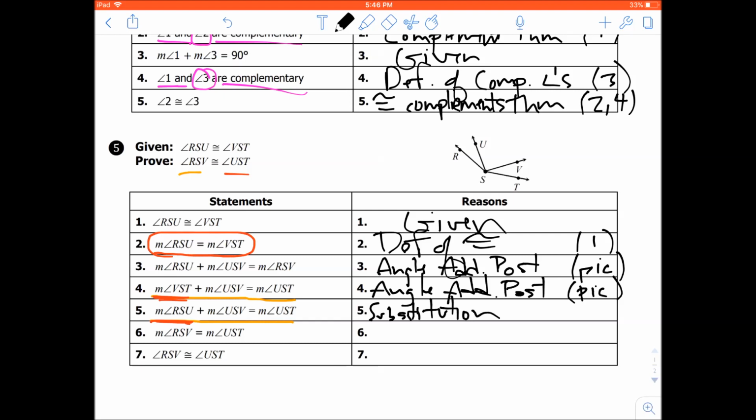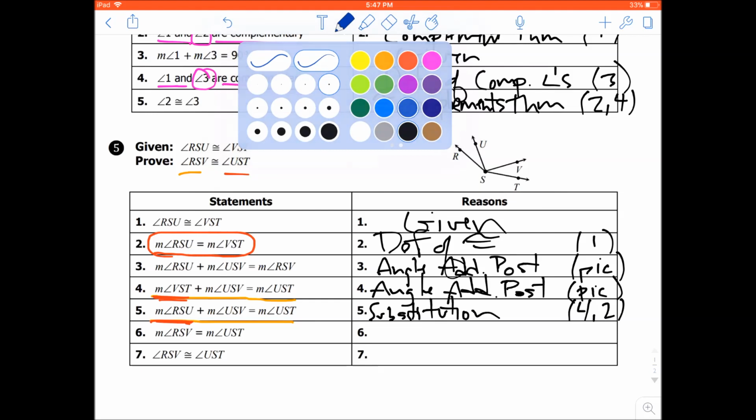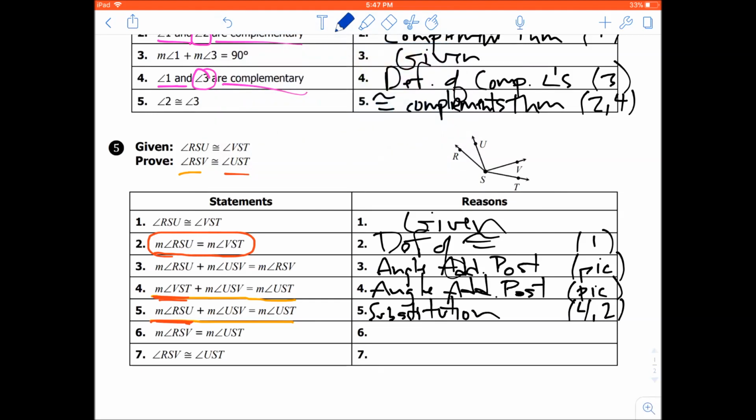And which previous steps did we look at here? Well, we used the equation from step 4, and we used the things we knew were equal from step 2 to do the substitution. Now finally, we've got measure of angle RSV equals measure of angle UST. So let's figure out where that stuff came from. Measure of angle RSV. I've got to look back a ways to even find an RSV. Actually, I only see one of them even in this picture. So RSV there. Here's the only other RSV I see in a previous step.